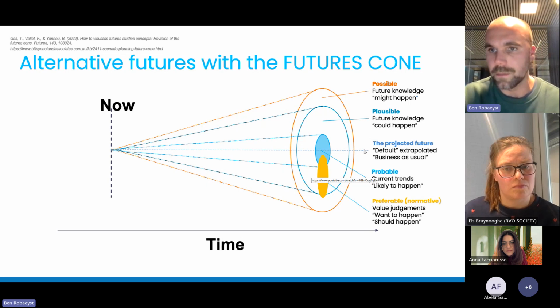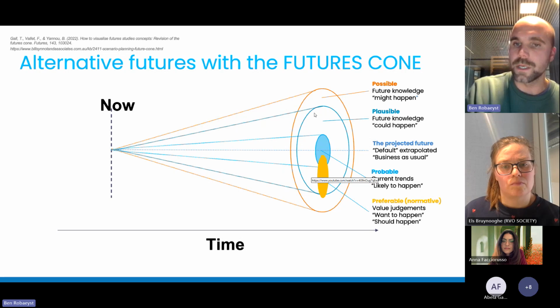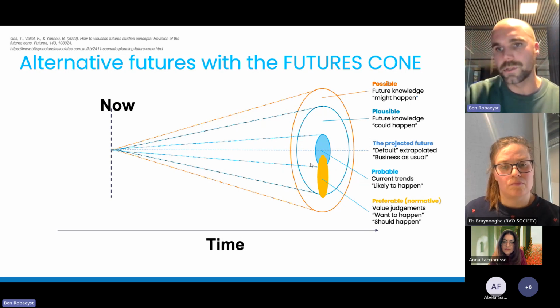If we look at statistical models, if we look at economical models, the future just develops in one line. But then we can also think about probable futures, what is likely to happen. Well, we can also think about plausible futures, what could happen, where we actually start to use our imagination.